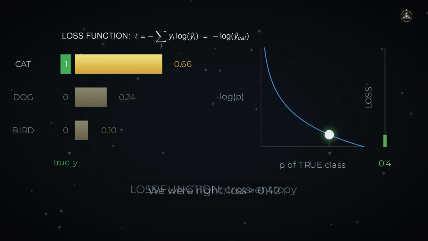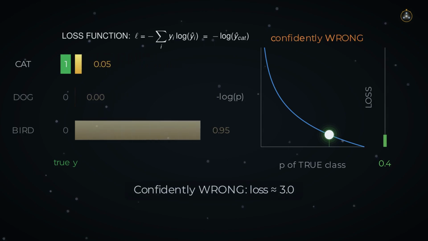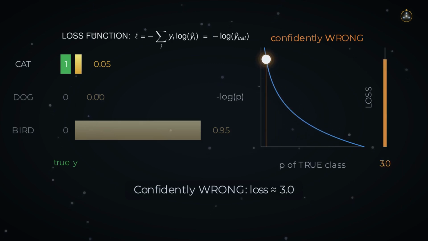Back to our cat. We were right, but not certain. See where the dot lands: a small loss, a gentle nudge. A good guess, the model says, but you could be sure. Now, the bad case. The network is certain, and certain it is a bird. Watch the dot climb the cliff. The loss explodes. That is cross-entropy doing its job, punishing a confident mistake without mercy.